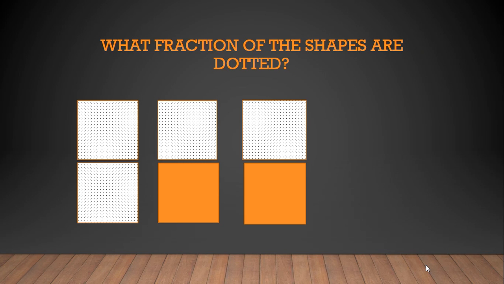In our next example, we have a set of squares. What fraction of the shapes are dotted? Well, when I look, I do see 1, 2, 3, 4 are dotted, and I do have 1, 2, 3, 4, 5, 6 squares in the whole. So, 4/6 of the shapes are dotted.